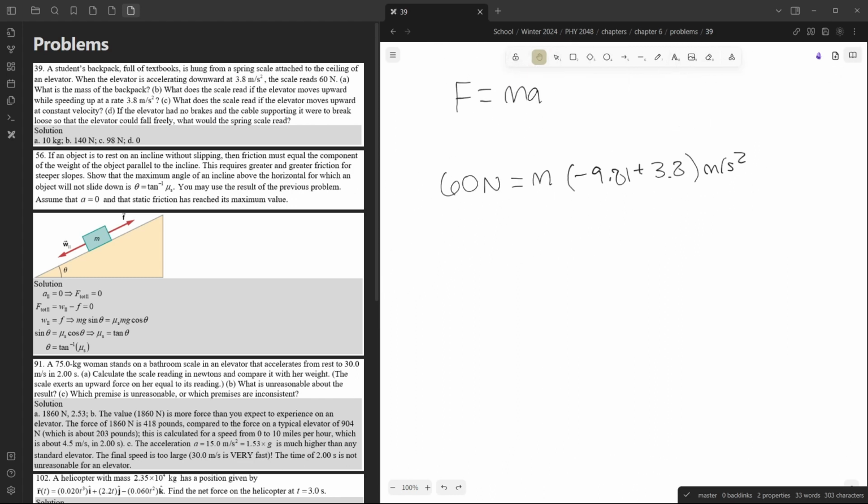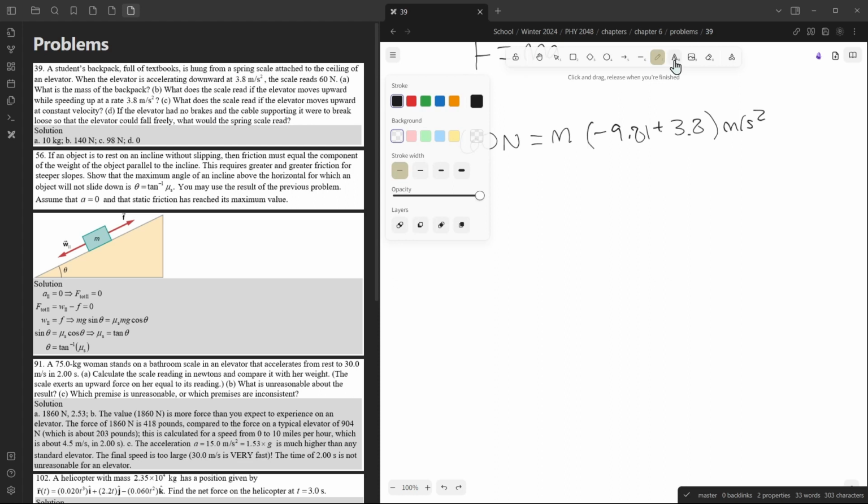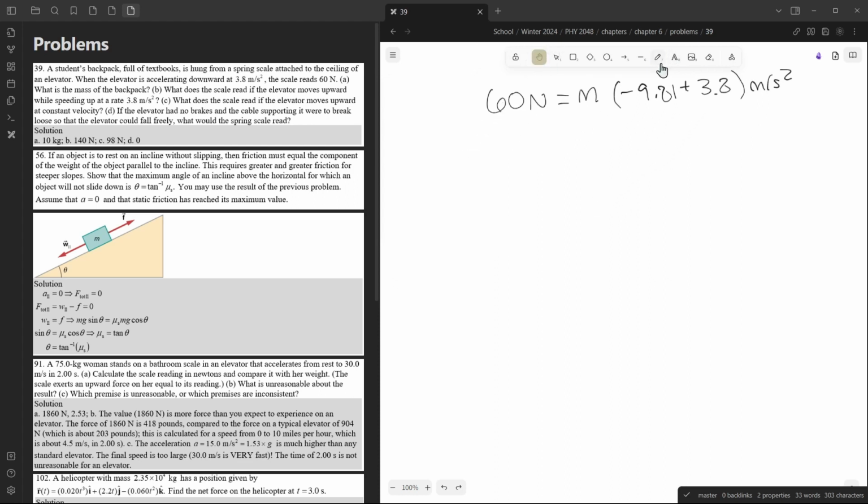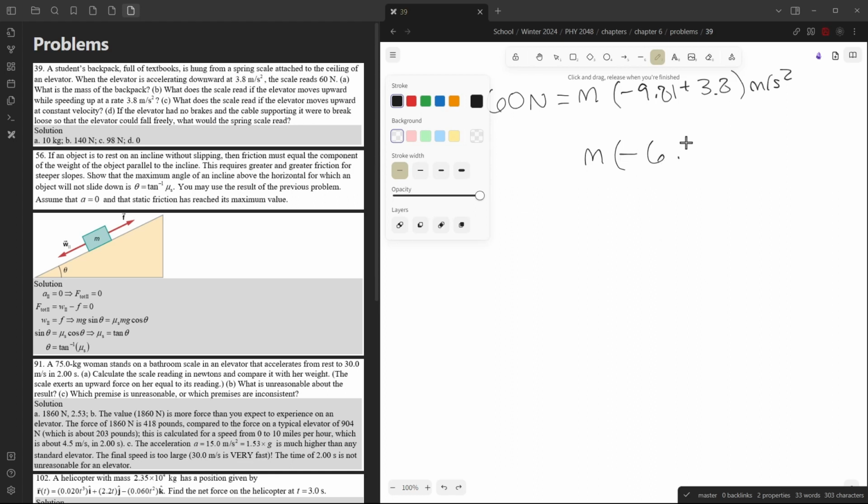That's why it's going to decrease the amount. So let's just find out what the acceleration is. So negative 9.81 plus 3.8, that is around negative 6.01.